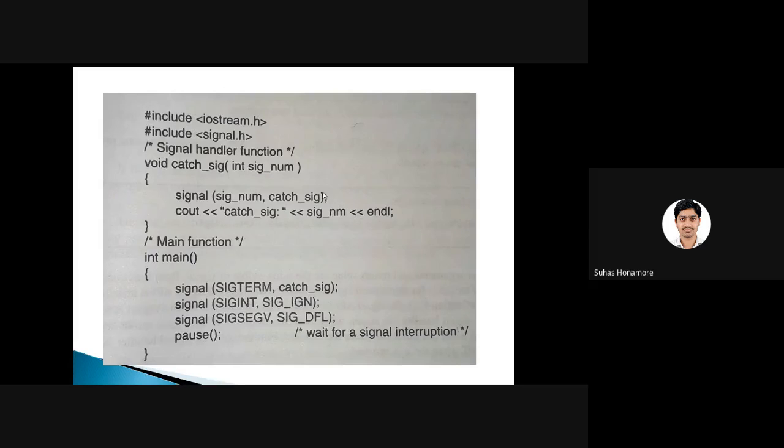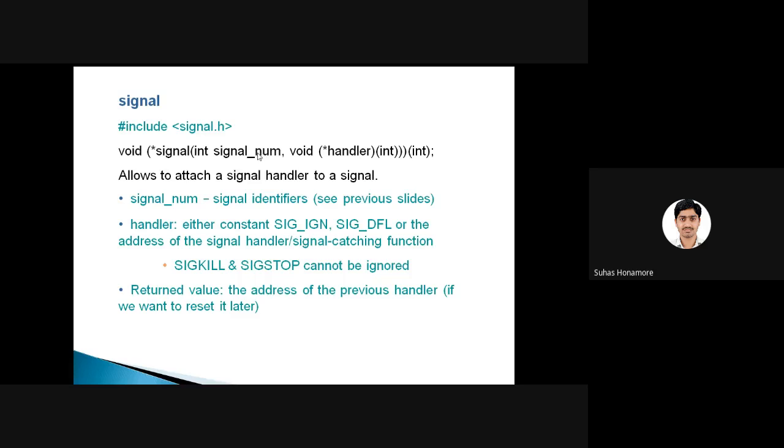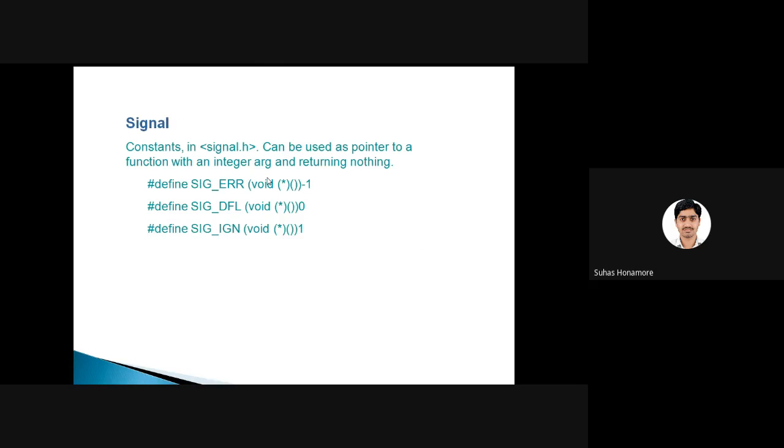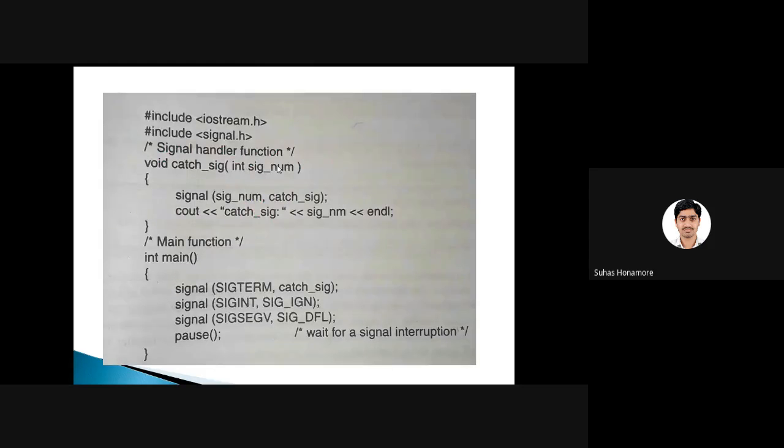Just we'll see one example. Here we're writing one signal handler, catch underscore sig. We're taking one integer number, sig number. Whatever handler is there, it is taking the signal number also, which is nothing but the identifier whatever we had. Same thing here: whatever identifier is in the signal dot h file, that number only we are taking. For that signal number, we then attach the catch related signal handler.